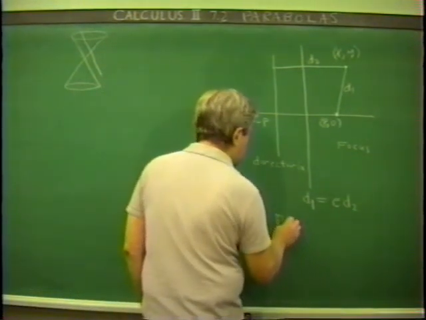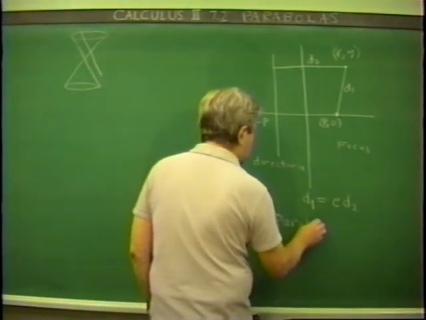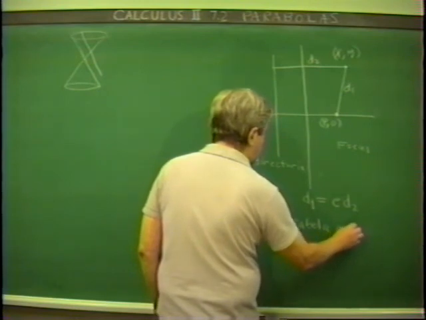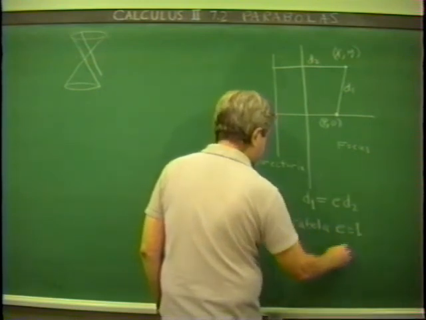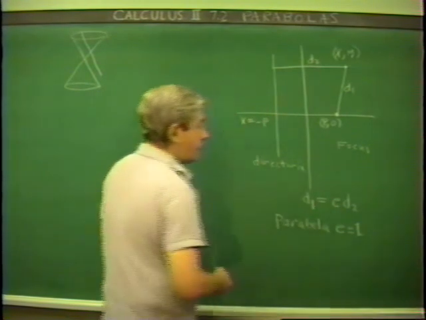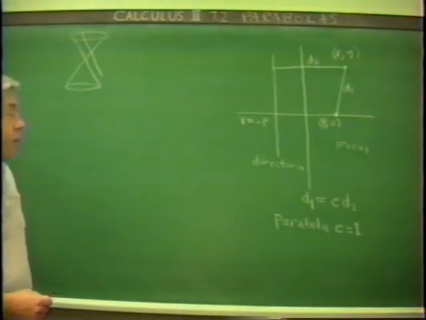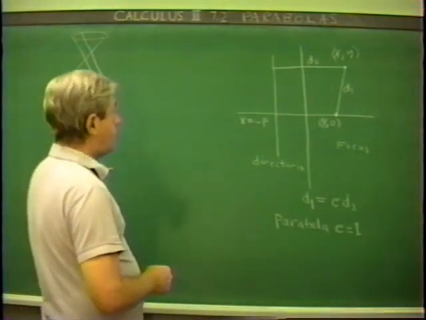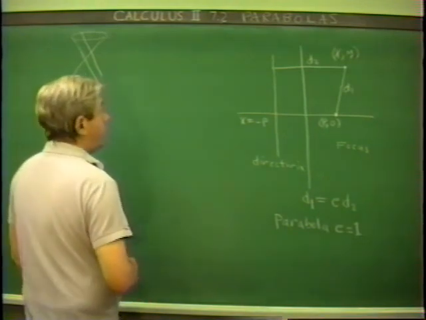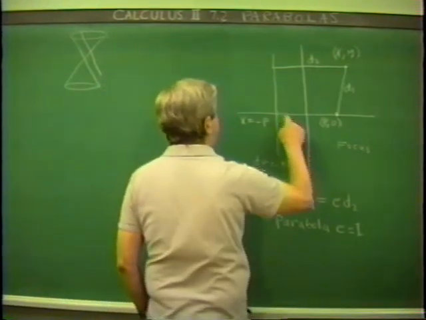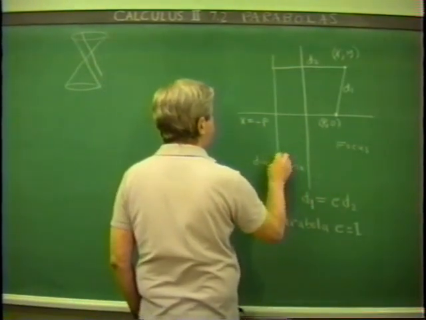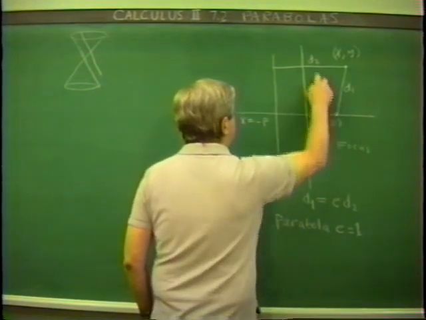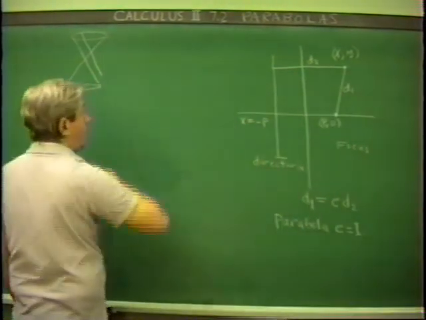For a parabola, the eccentricity is going to be equal to 1. For any ellipse, it'll be less than 1, and for a hyperbola, it will be greater than 1. All right. So now, we want to consider all the points x, y for this particular directrix and focus so that d2 is equal to d1.